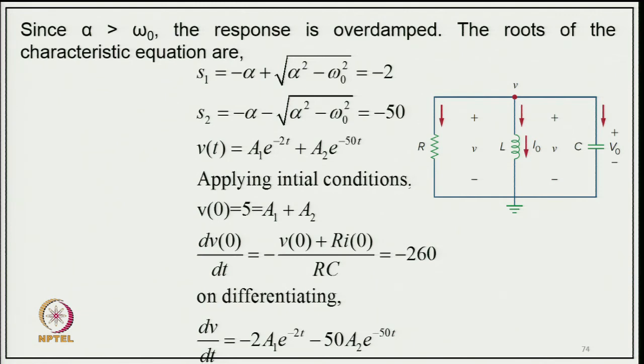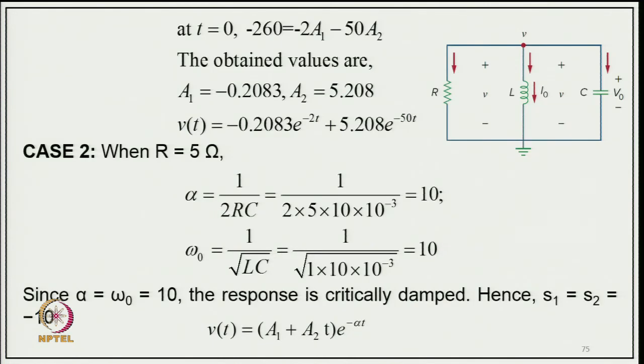So, we get v(0) equal to 5, that is A1 plus A2, and dv(0) upon dt is minus (v(0) plus R i(0)) upon RC, that is minus 260. On differentiating, d upon dt becomes minus 2 A1 e to power minus 2t minus 50 A2 e to power minus 50t, and at t equal to 0, that becomes minus 260 equal to minus 2 A1 minus 50 A2. The obtained values are A1 equal to minus 0.2083 and A2 equal to 5.208, and the voltage equation will be v(t) equal to minus 0.2083 e to power minus 2t plus 5.208 e to power minus 50t.